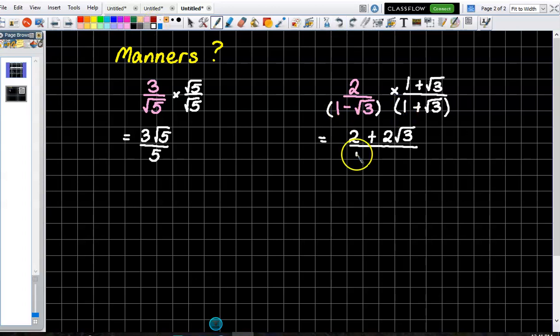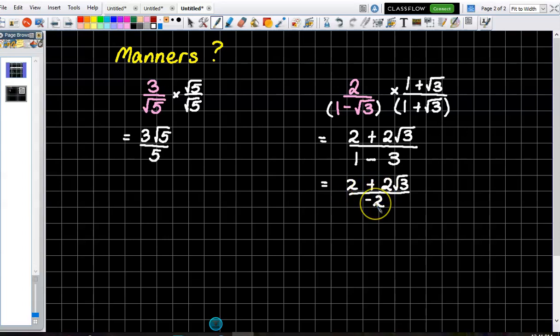So 1 times 1 gives you 1, right? You get 1 plus root 3, then you take root 3. The middle bits cancel out. Negative times a positive is a negative. Root 3 times root 3 is 3. So I can tidy this up. Plus 2 root 3 all over minus 2. Can leave it like that.